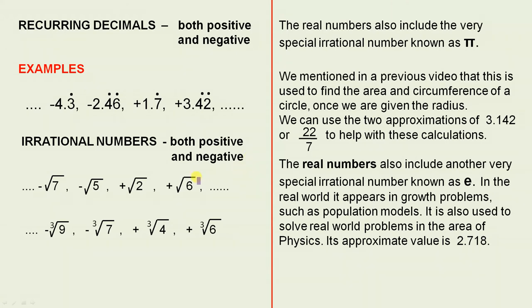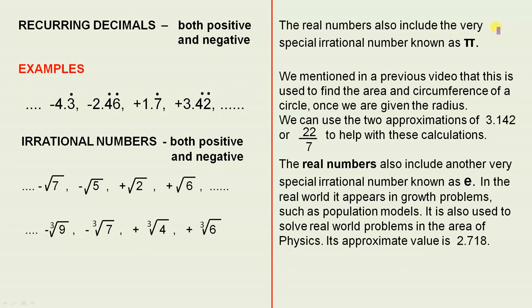Irrational numbers, we saw that they were the surds, that is where square roots are involved, where you cannot find an exact answer, and also cube roots are part of the set of irrational numbers, and these are numbers where you actually cannot find an exact answer, so they make up part of the set of real numbers.